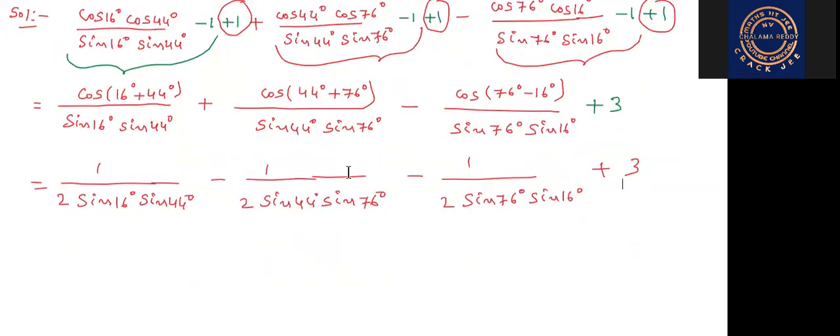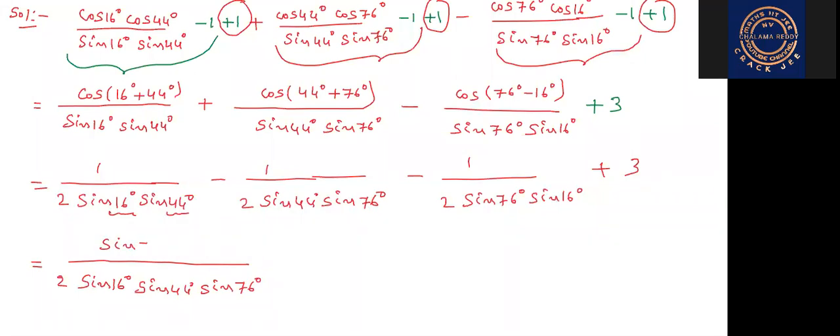Now observe here, the first two terms. Take 1 by 2 outside, or you can take LCM, no problem. What is the LCM, students? What are the terms in the denominator? 2 is there, sine 16, next sine 16, next sine 44, sine 76. Now numerator, what will come here? 16 is there, 44 is there. What is the missing? Sine 76 minus. In the second term, 44, 76 is there. What is the missing? Sine 16 degrees minus. These two terms are the same.